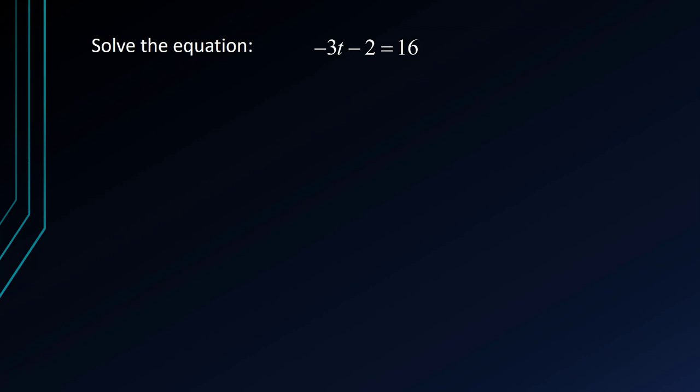And typically when I'm at this point, I'm going to start following the order of operations in reverse. So any additions or subtractions go away first. So since this subtraction of 2 is happening to the t, I'm going to add 2 to both sides, which gives me negative 3t equaling 18. I would then divide both sides by negative 3, and get that t equals negative 6. So let's try the next one now.